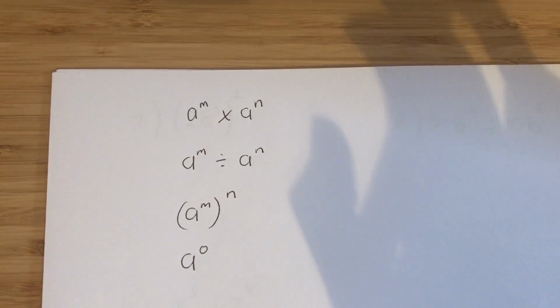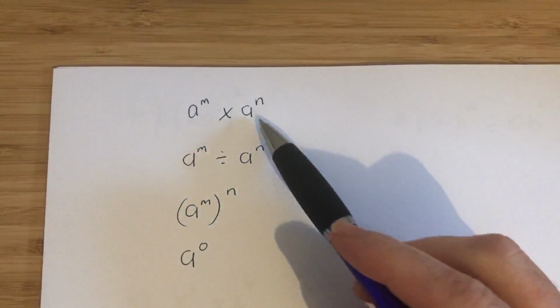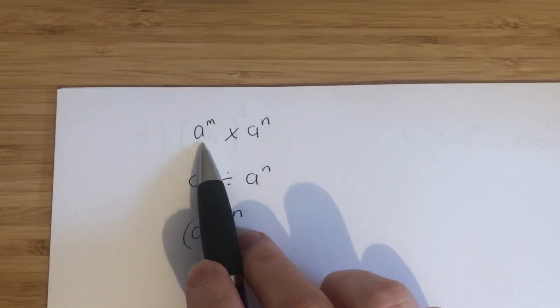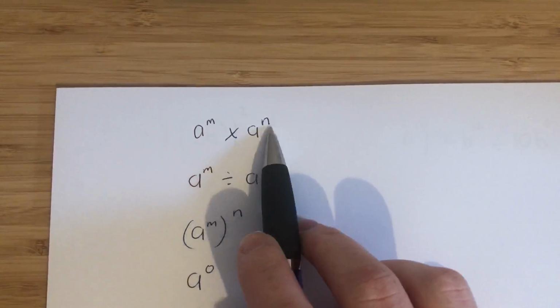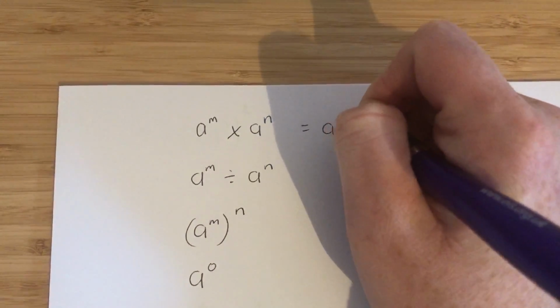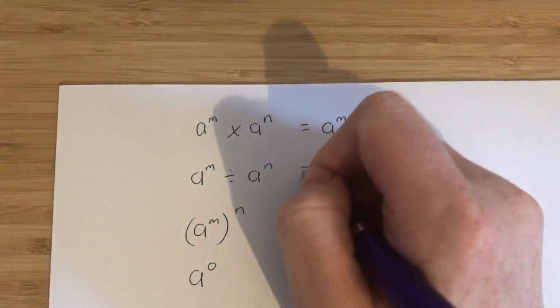Right, this video is looking at the first 4 rules of indices that we learned. And so here I've written down some scenarios and we can create our rules from here. So a to the power of m times a to the power of n, we know from class, is a to the power of m plus n. So when it's got a multiply, we add the powers.